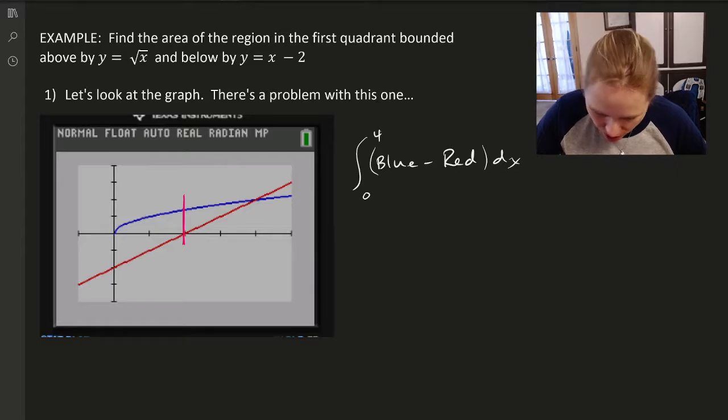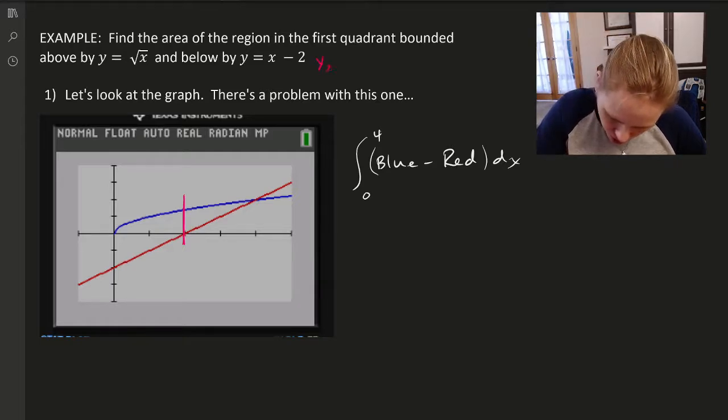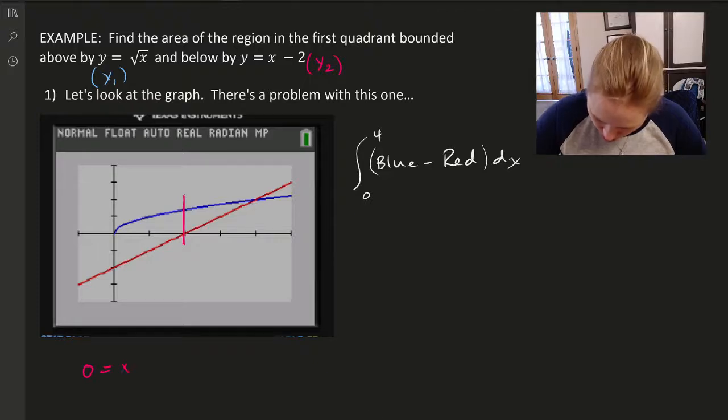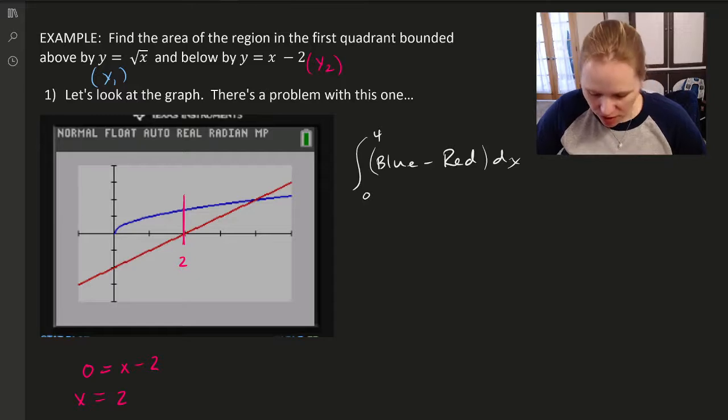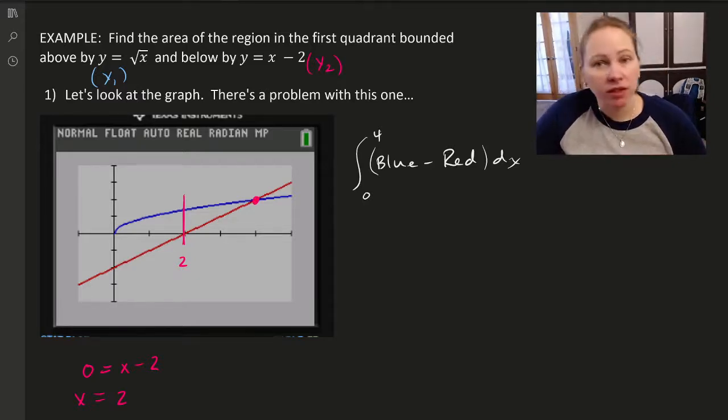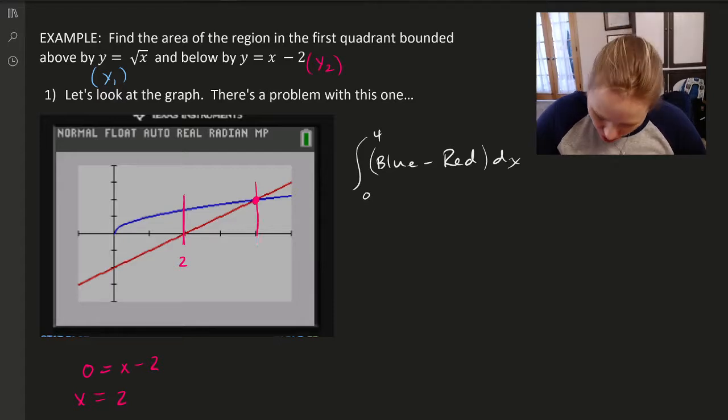So this is the red line, so we're going to call this one y2. And then we have our blue line, we'll label this y1, that's the square root function. And so where does y2 cross the x-axis? Well, that's going to be where 0 equals x minus 2. So sure enough, x equals 2. So this is the spot x equals 2, and then this spot right here where they intersect is another key point that I need to find. So let's go ahead and find that.